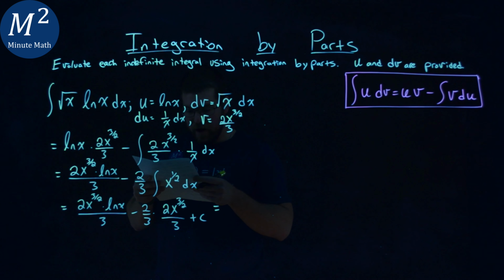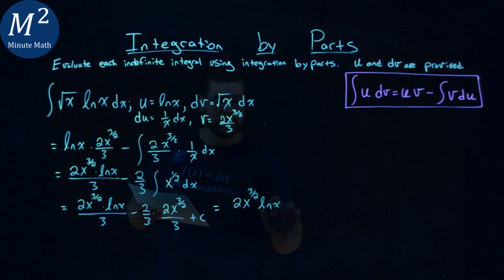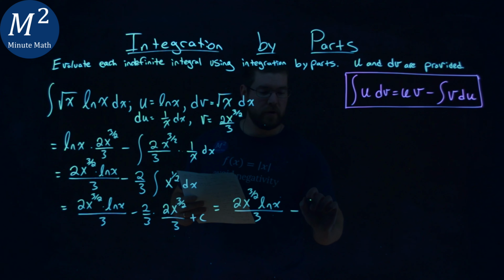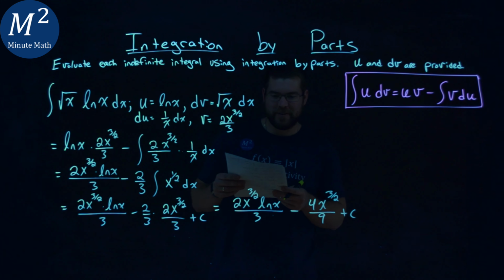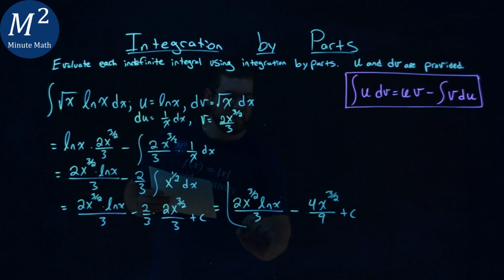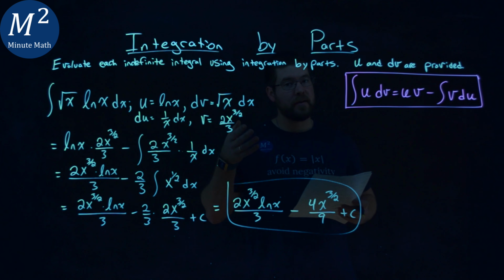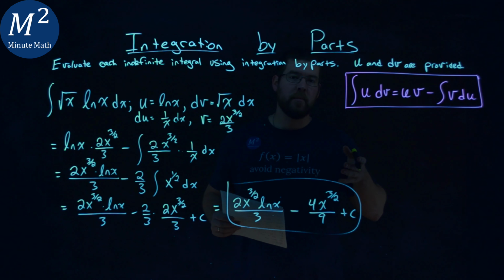We have 2x to the 3/2 power times the natural log of x over 3 minus, combine it, we have 4 in the numerator, x to the 3/2 power over 3 times 3 is 9 plus c. And just double checking, I got it right here, making sure everything lined up, and we're good. So our final answer here is 2 times x to the 3/2 power, natural log of x divided by 3, minus 4 times x to the 3/2 power over 9 plus c.